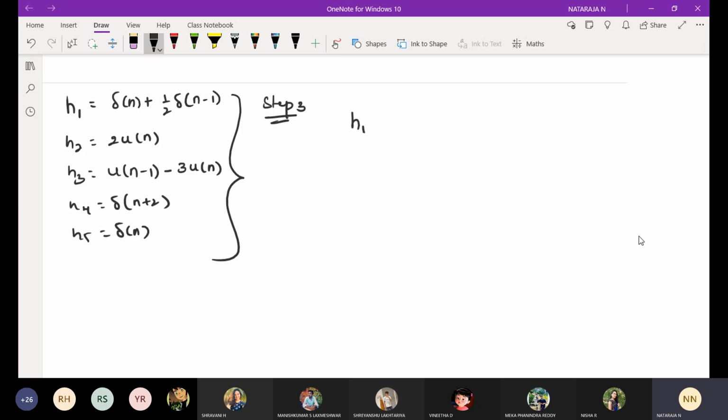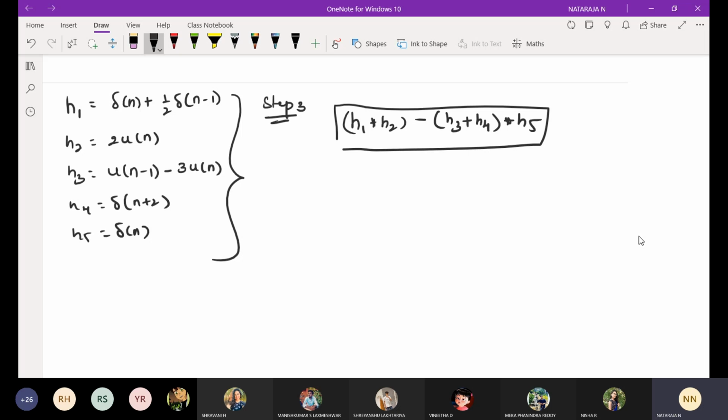Finally, I'm going to get H1 convolved with H2, which means multiplication, then minus of H3 plus H4 convolved with H5. Got everyone same? Yes, sir. This you got. Then what you have to do? Yes, sir. Then we need to substitute the values.